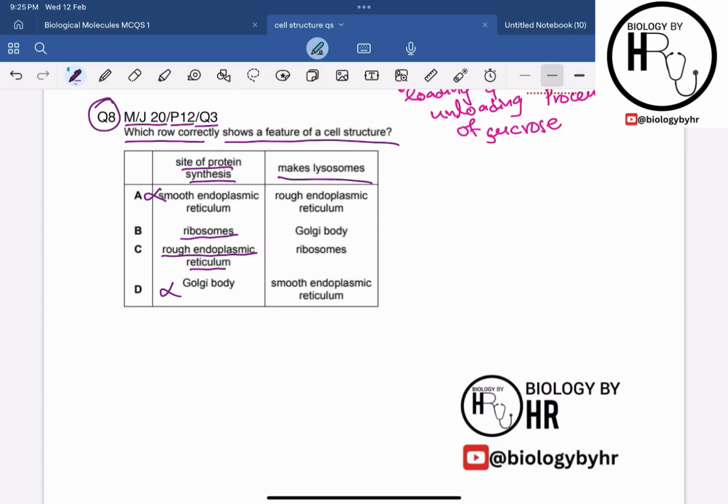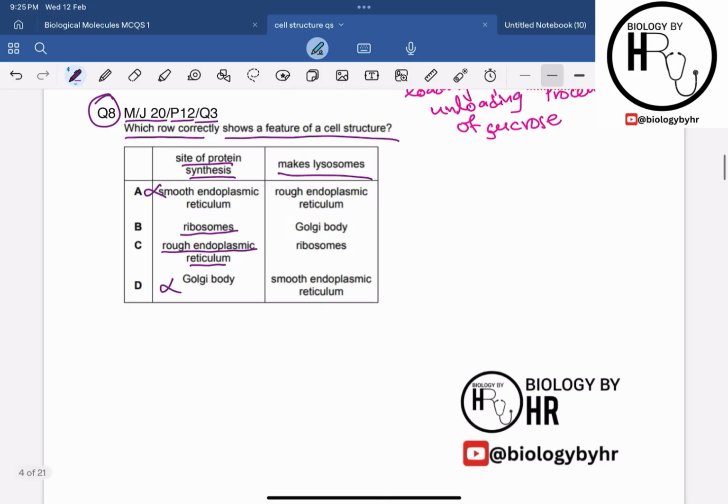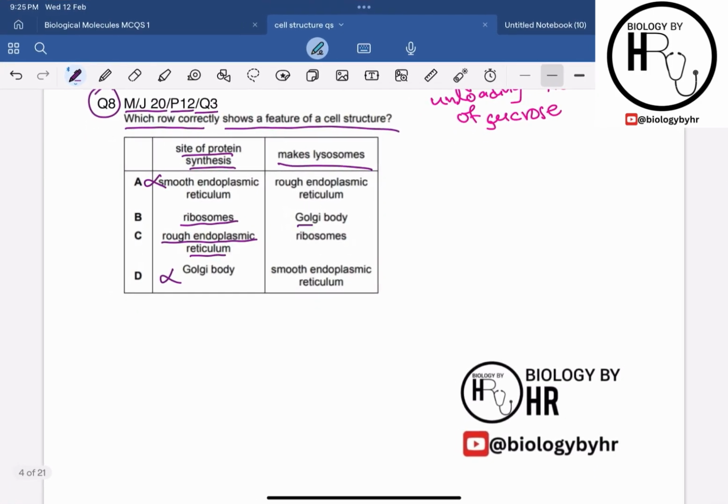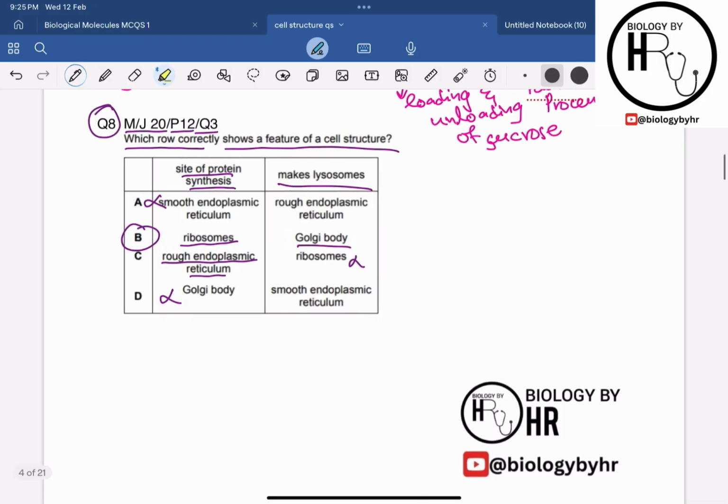Makes the lysosome. We know that lysosomes are basically vesicles containing hydrolytic enzymes, right? And these hydrolytic enzymes are packed into the vesicle in the Golgi body, not in the ribosome. So hence option C is incorrect. Our correct answer over here would be option B, ribosomes and the Golgi body.